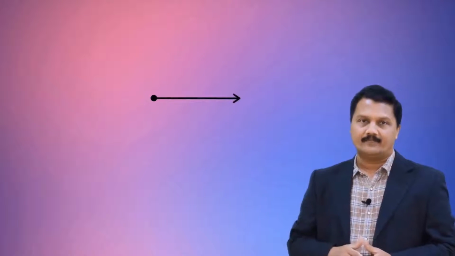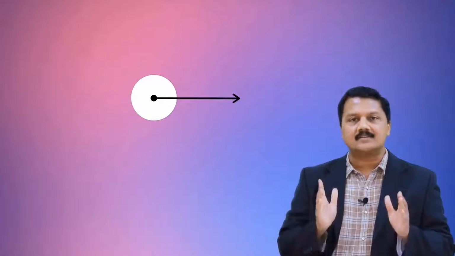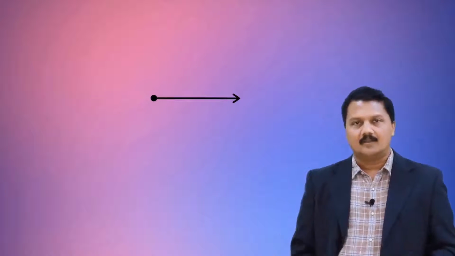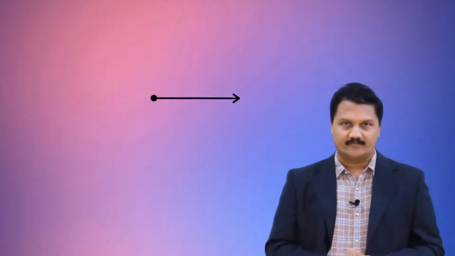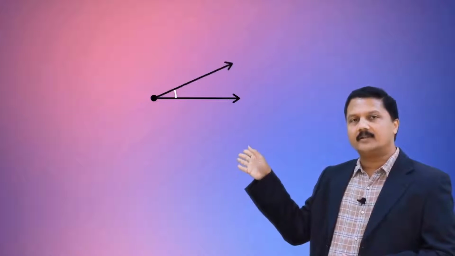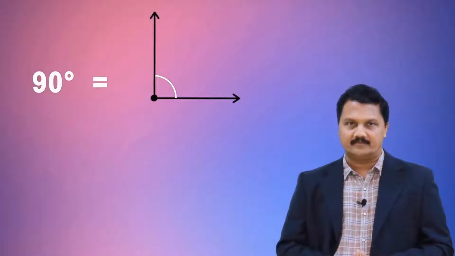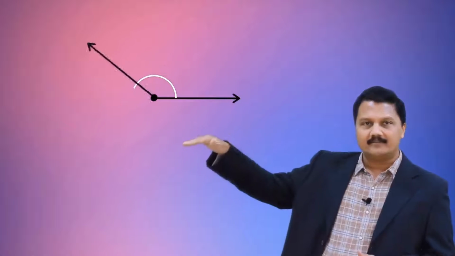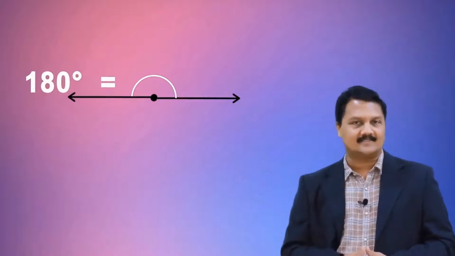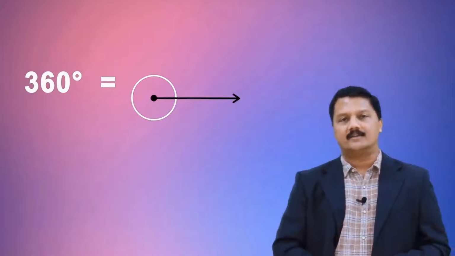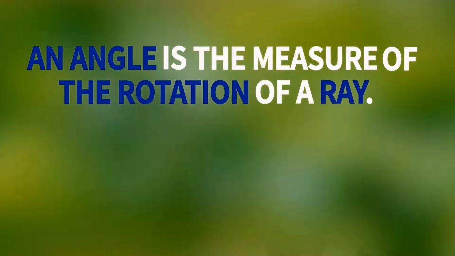This is a ray. When this ray is rotating fully till it reaches its original position, it is considered 360 degrees. Let's see the parts of one full rotation. This ray is rotated till it becomes perpendicular. This angle has got 90 degrees measure. If it makes a full line, now 180 degrees. When it completes its rotation, it is 360 degrees. So an angle is a measure of the rotation of a ray.